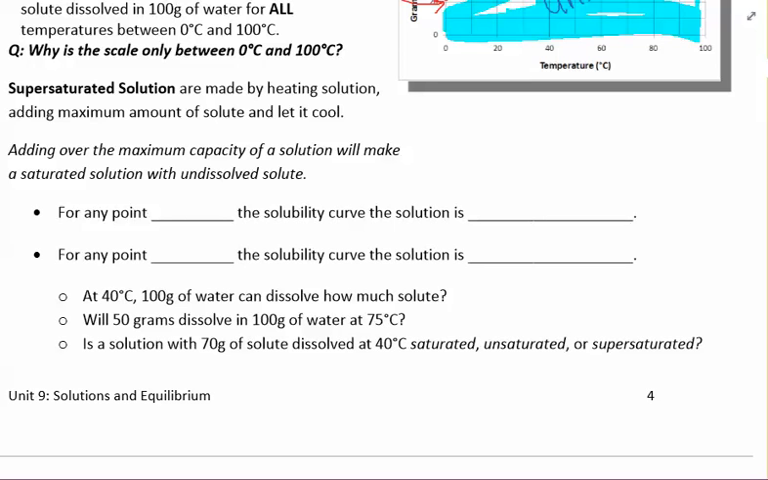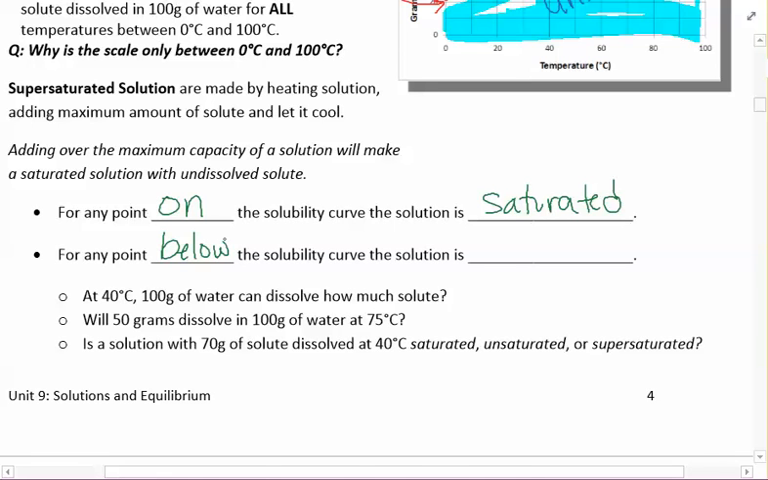For any point on the solubility curve, the solution is saturated. For any point below the solubility curve, the solution is unsaturated. Now, I know it doesn't explicitly say this, but any point above the line is impossible. You can't just have a supersaturated solution. What will happen is you'll be able to dissolve up to the line, and then the rest will remain at the bottom undissolved. So it's impossible to dissolve above the line unless you're following the pattern of a supersaturated solution.